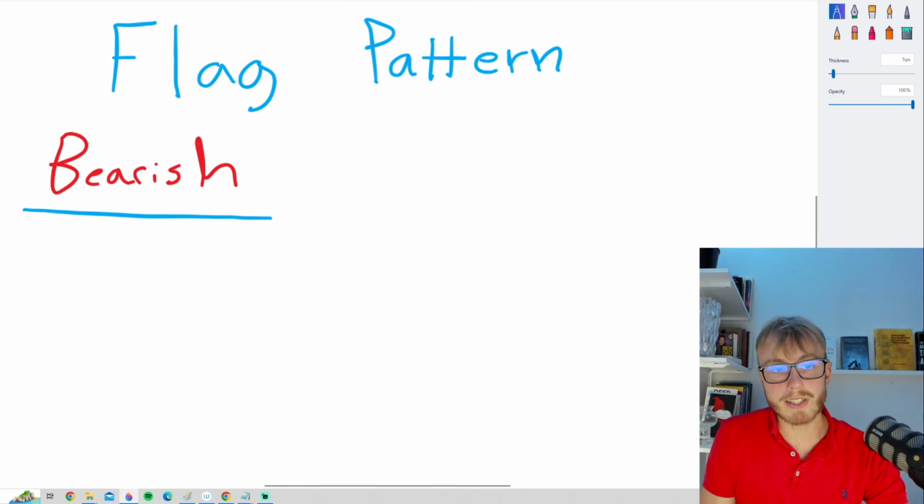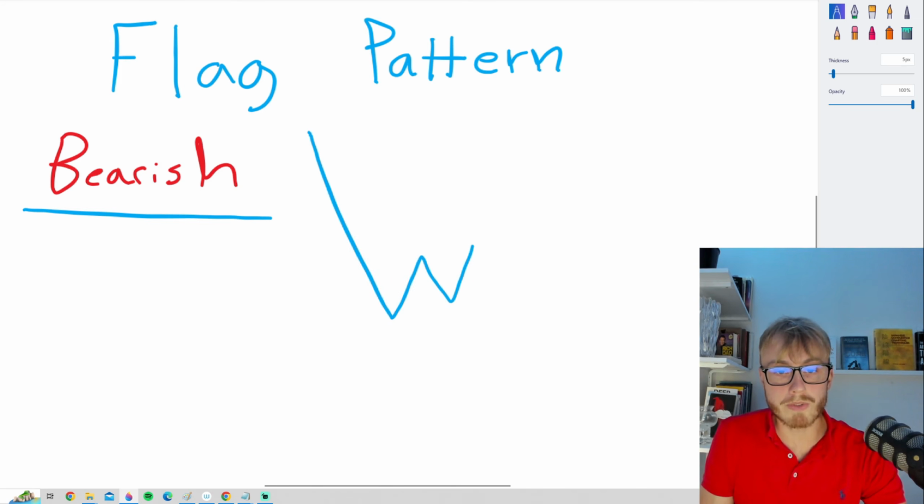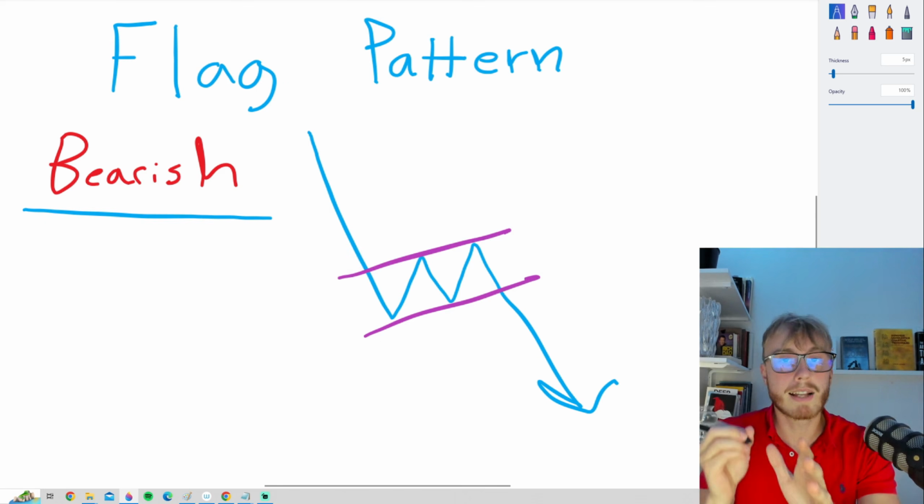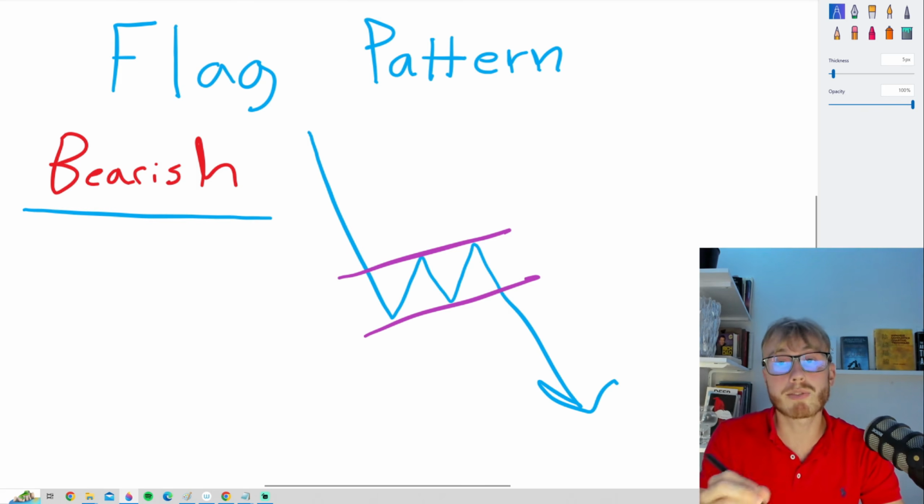The bearish version is the exact same thing, but the opposite. The pattern starts with a strong move towards the downside, then we see a move here against the direction of the trend that eventually continues down. We usually mark the flag here with a support and resistance line, and the entry point, stop loss, and everything like that is the exact same thing as for the bull flag.